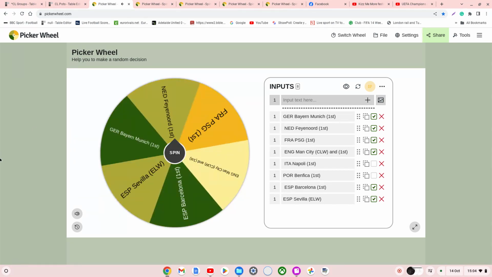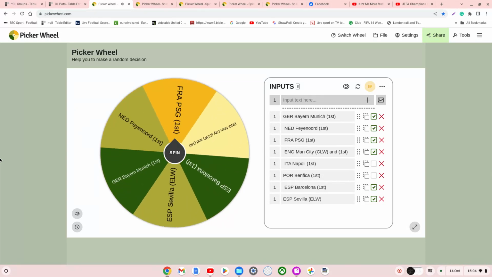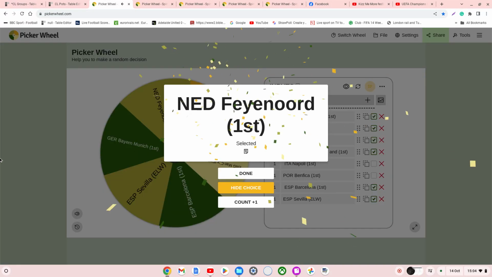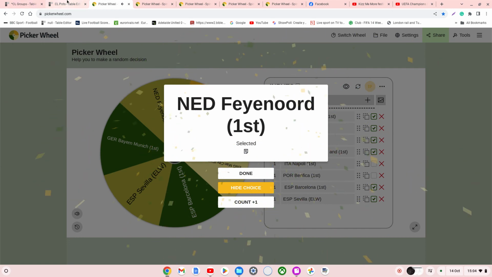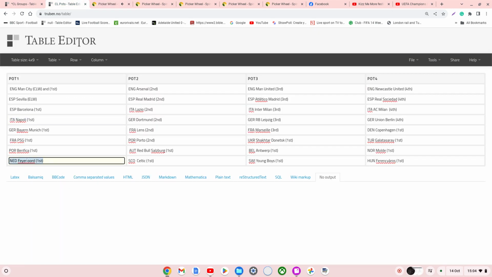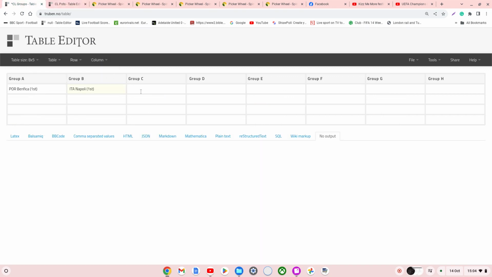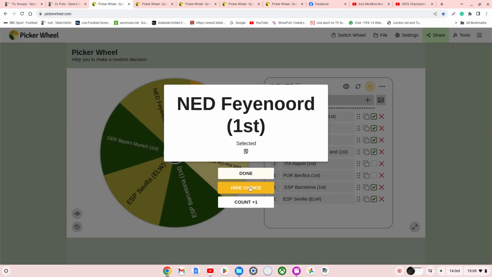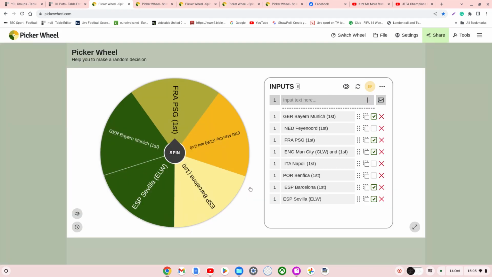Who is it going to be? Who's going to be in Group C? And it's Feyenoord, from the Netherlands. They won their league in the Netherlands. Congratulations to them. It's the first time they won the league since 2017 when Dirk Kuyt played for them and won them the league. So fair play to Feyenoord. They won the league last season, and they are now in Group C. All right, 5 teams to go.